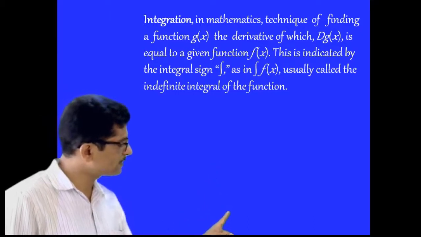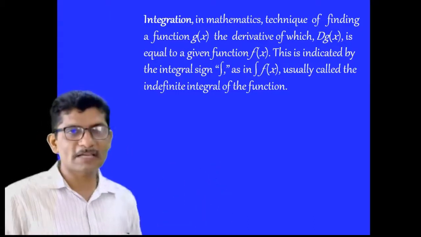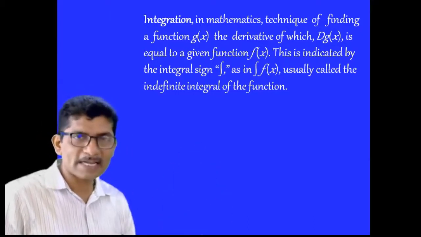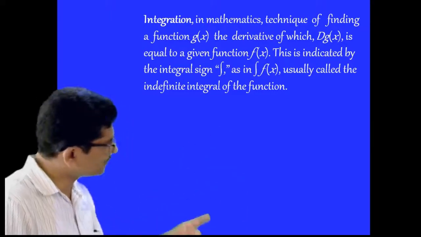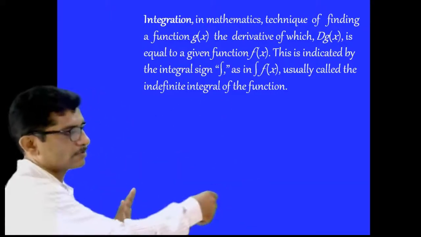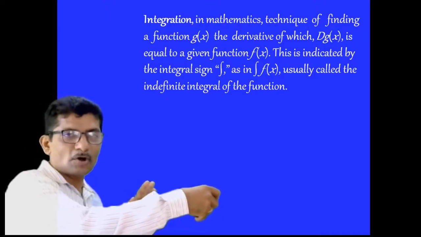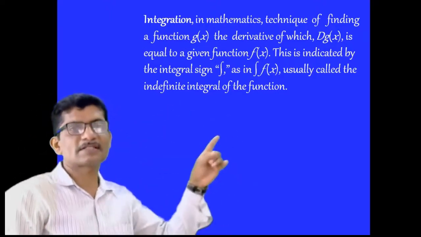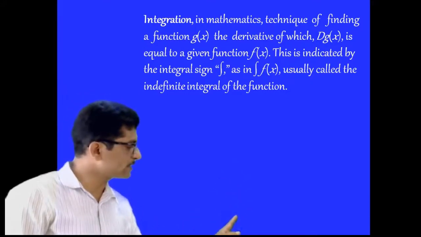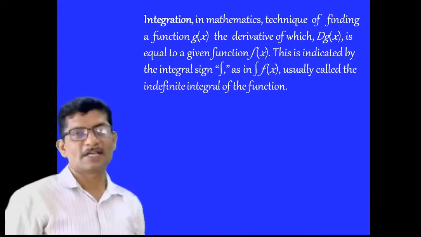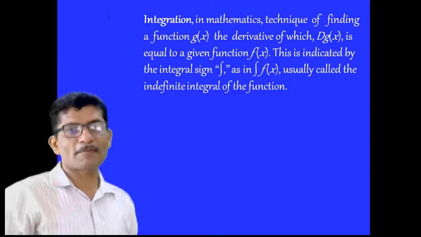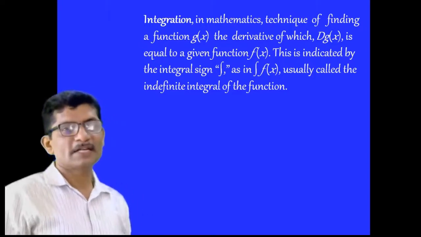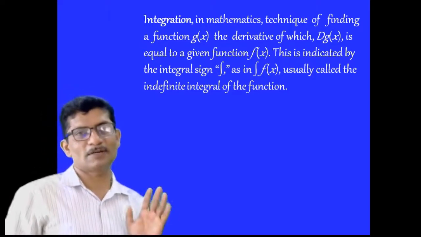S is the sum sign. What is the meaning of S? It is the integral sign. The integral sign is an S notation, meaning the sum of these lines to get the whole. Therefore, the S mark is the integral notation. The integration of f of x is usually called the indefinite integral of the given function.